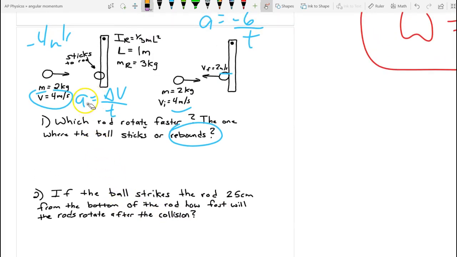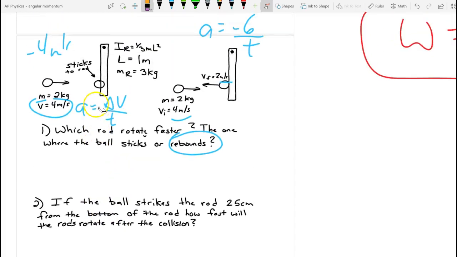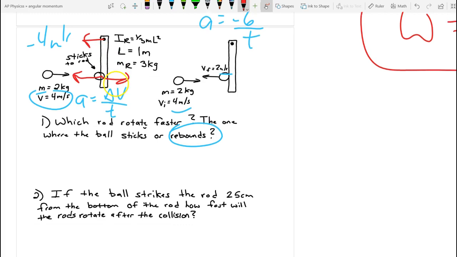So on this one, which one do we want to solve? Let's solve sticking first. Maybe we'll do both to prove it. So I have it sticking. What are my net forces? Again, we have force of rod on ball, force of ball on rod, and then we also have force of pin on rod. Again, the same forces. So I have 3 equal and opposite forces.